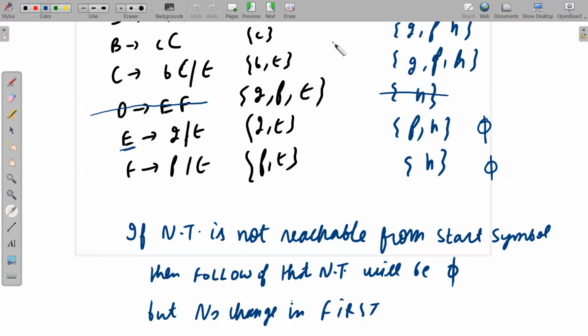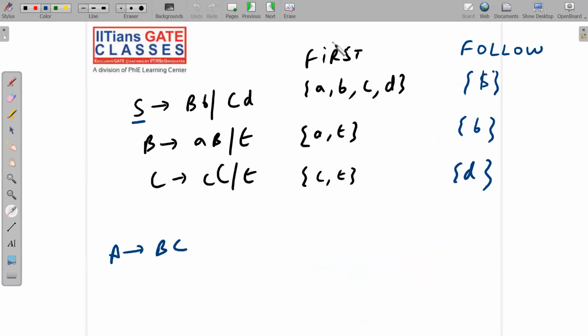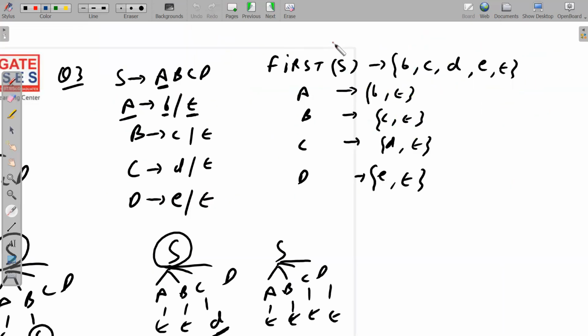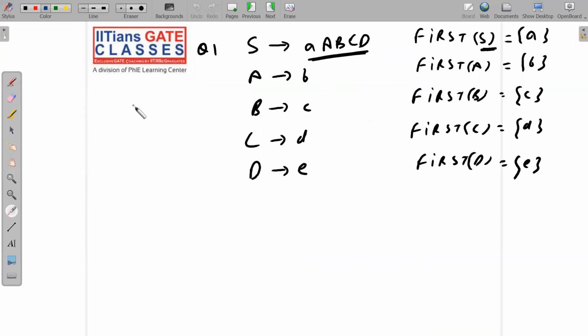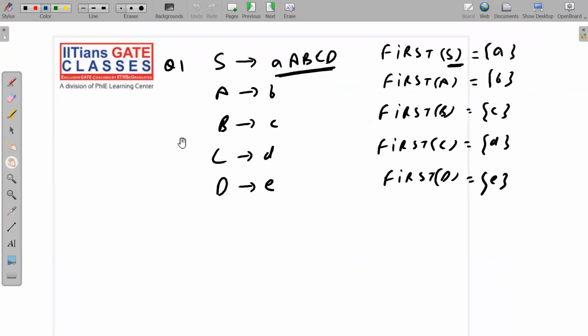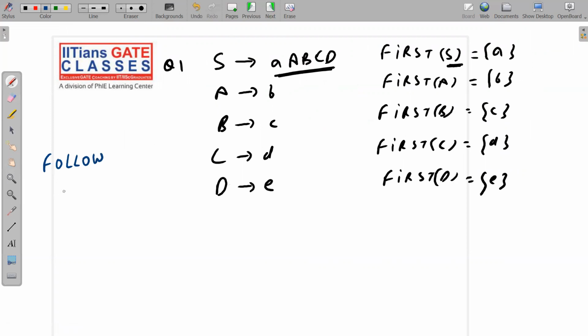So I think I have now given you a perfect idea about what exactly first and follow are. We have done this question also in the previous class itself. So just for the sake of completion, I will write follow of each and every non-terminal symbol. First, follow of S will be what? See, our S is not in the RHS of any production rule. So follow of S will be dollar only.